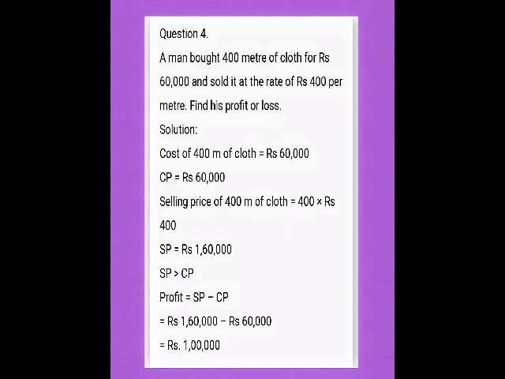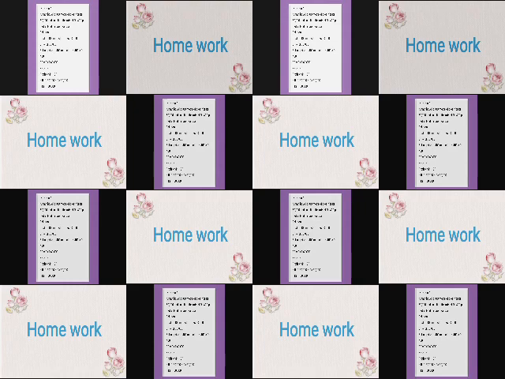Okay, ma'am. So solution part. Cost of 400 meters of cloth is rupees 60,000. That is the cost price. So selling price for the 400 meters of cloth is 400 into 400, which is equal to 1,60,000. Here selling price is greater than the cost price, so that is a profit. Profit is equal to SP minus CP. That is equal to 1,60,000 minus 60,000. That is equal to rupees 1,00,000. So he earned rupees 1 lakh as a profit.